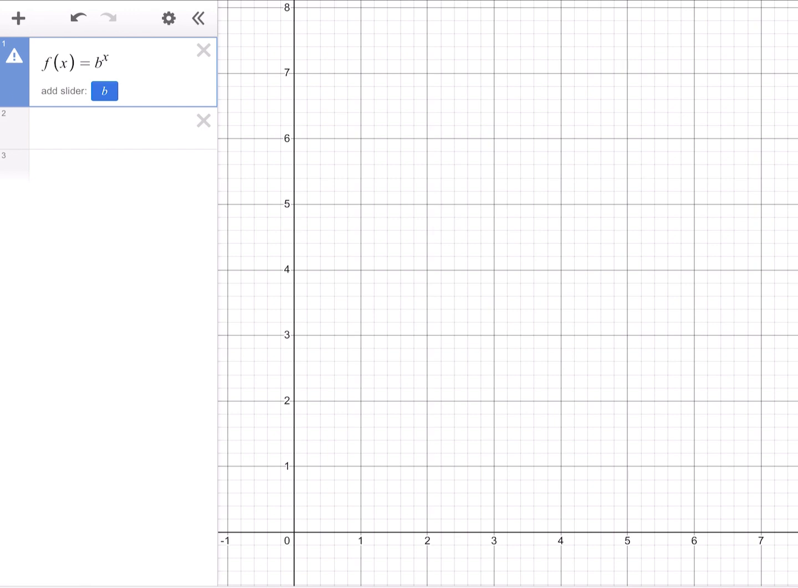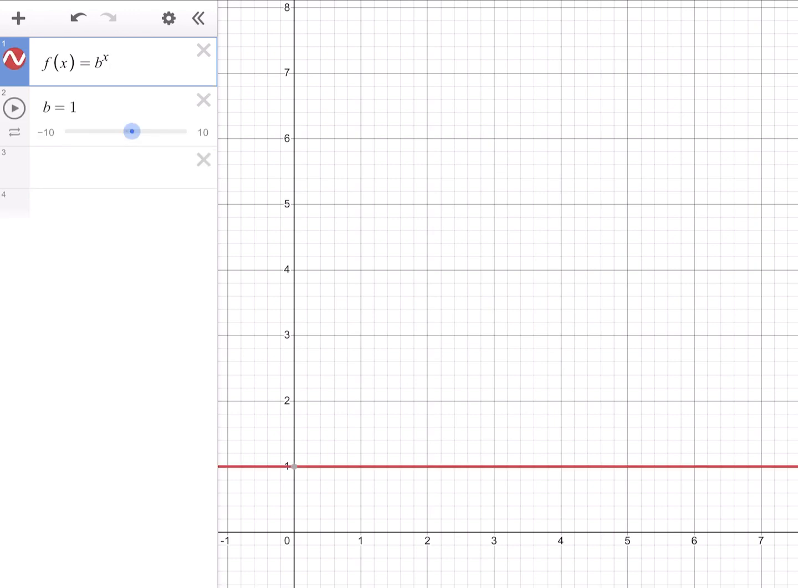Type in f of x equals b raised to the x. This time no domain restriction. Add a slider for b. We do want the base to be positive, so let's let the base vary from 0 to 10. You can see when the base is 1 that we just have a horizontal line, so this is of little interest, which is one reason why we exclude the base being 1.